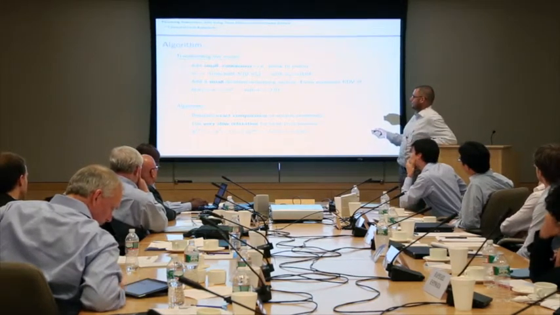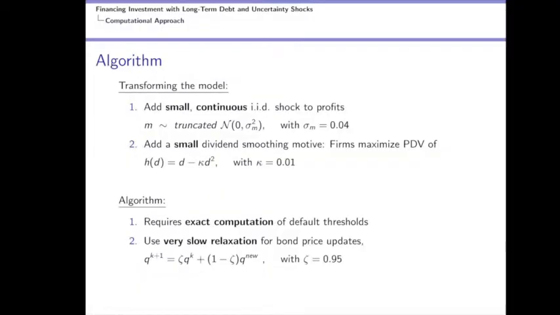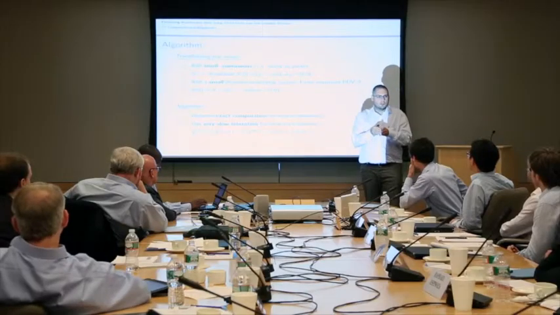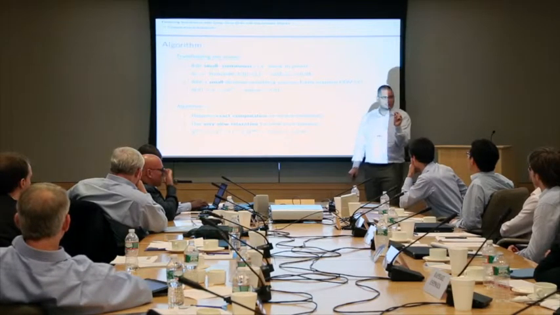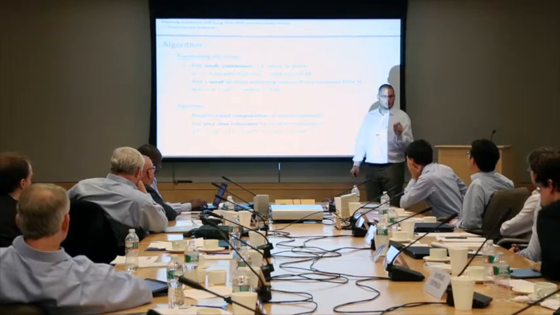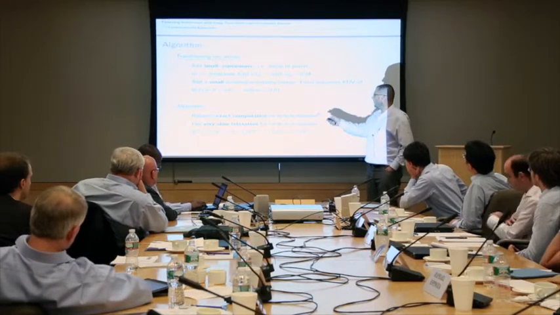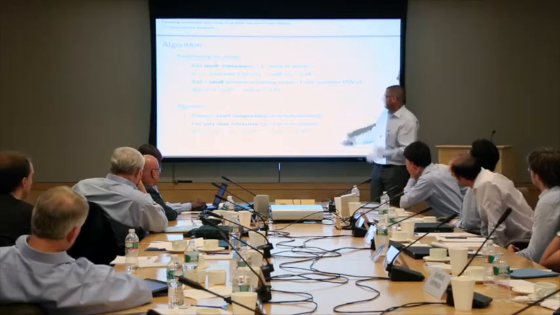So what we do is we have to add a small continuous IID shock to profit. So we add this little M shock that's going to be a truncated normal with a very small variance. And as was discussed before, you start with a bigger variance, so you convexify more, and then you shrink it until it doesn't matter. The smaller that volatility is, the longer it takes to achieve convergence. The larger it is, the faster it is, right? But the more you might change your problem. So you go until it's small enough, okay?